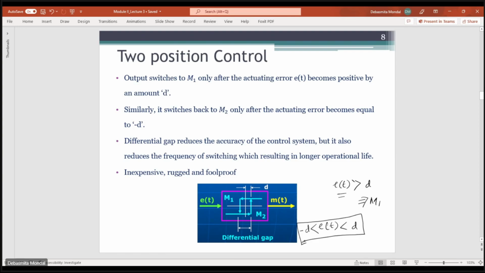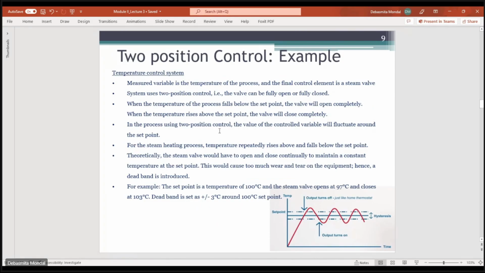But if you can say, okay, fine, my system can tolerate an inaccuracy of, let's say, plus minus 2% or 5%, then by reducing the accuracy of my system to some percentage, I am improving the shelf life or the operational life of the whole hardware system. So then you will introduce a higher differential gap. Depending on what your requirement is, accordingly you have to select your controller. Okay, so now let's take this example.